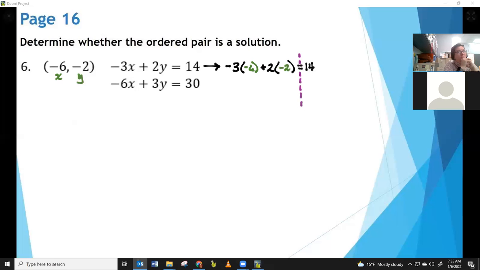Tell me what to do on the left. What should I do on the left? Multiply. What are we multiplying together? -3 and -6. What do I get when I'm multiplying -3 and -6? 18. What do I do next?